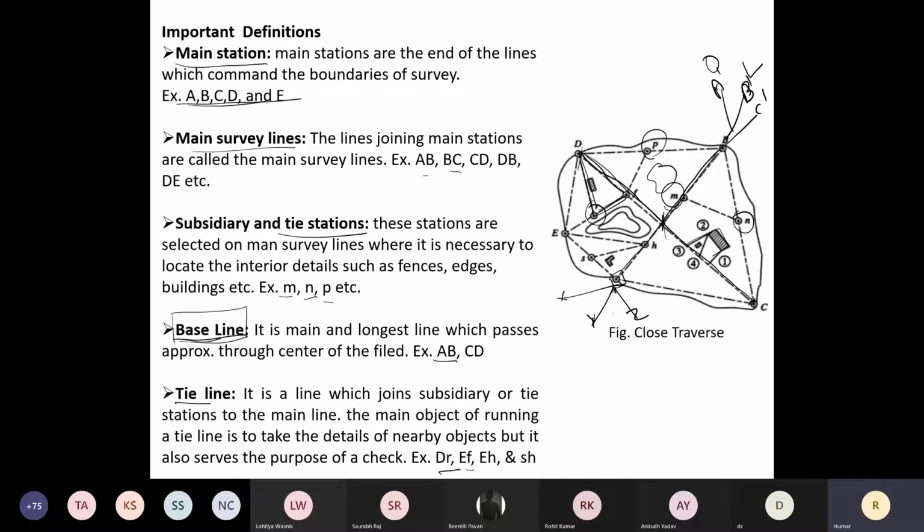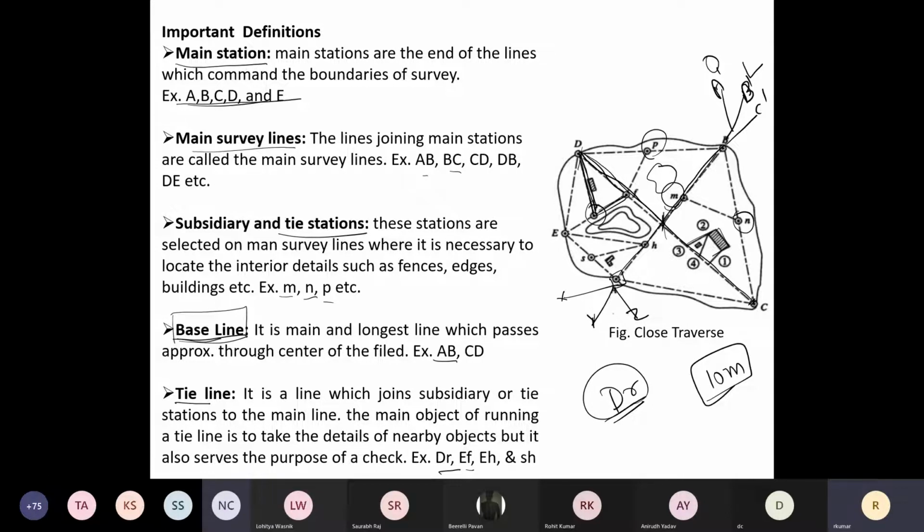So what is the meaning of a check line? Suppose I say this line DR is a tie line, and I want to make it a check line. What is the purpose of this check line? I will measure it, and some distance will come. Suppose it comes to 10 meters. So how can I use it for accuracy?